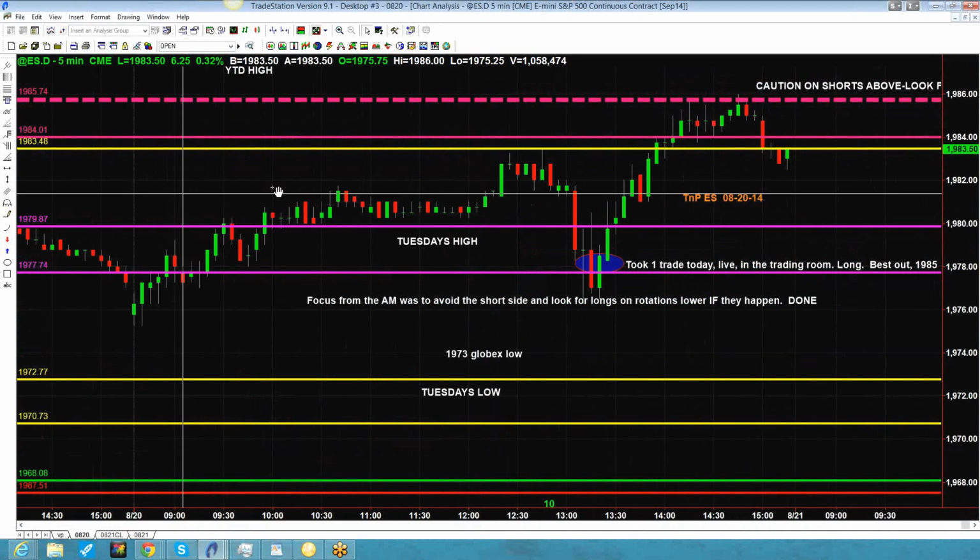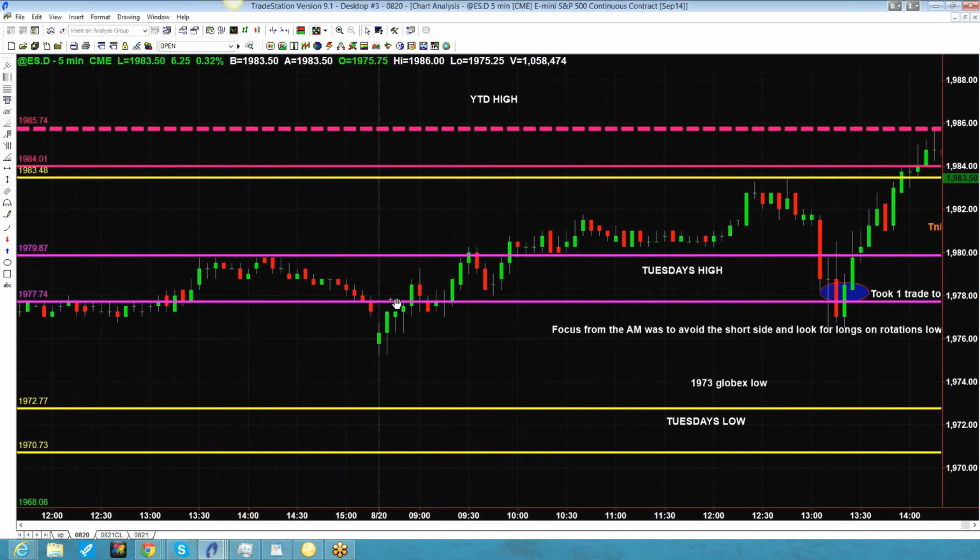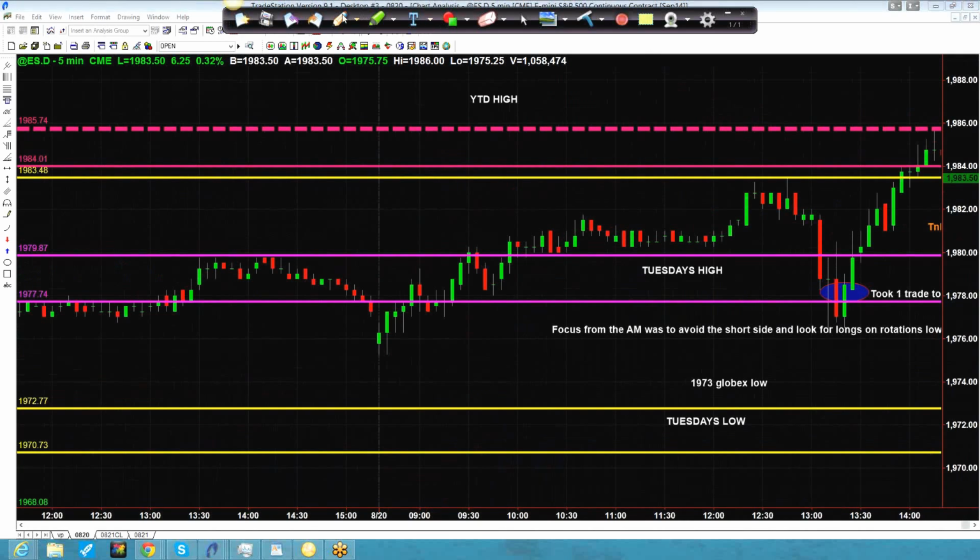Okay, so quickly, let's jump into it, and here's the ES chart for today. So the game plan was very simple. We've simply been getting no counter rotations, and that's been causing me quite the issue with forcing shorts.